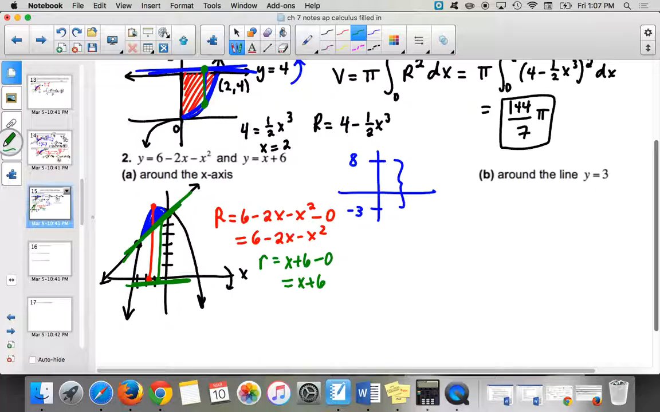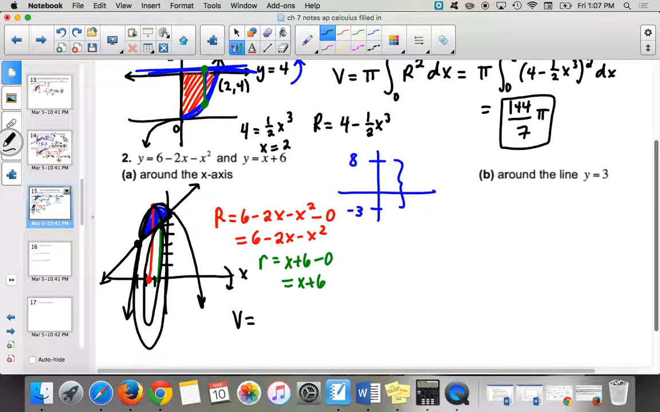Why isn't it 6 minus 2x minus x squared minus x plus 6? Because we're not finding an area, we're finding a volume, right? So she's saying, why was it not 6 minus 2x minus x squared minus the other curve, x plus 6? We're not finding the area of this, we're finding the volume when we rotate it around. So in order to do that, we need an outer radius and an inner radius. We're creating these big, like, rings.